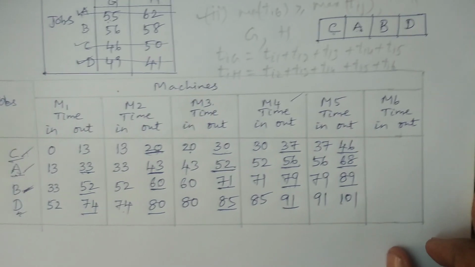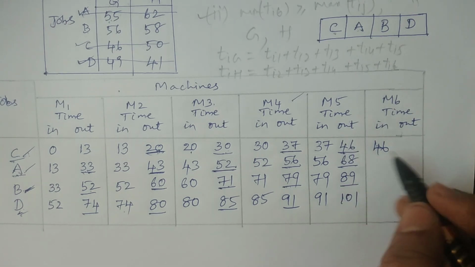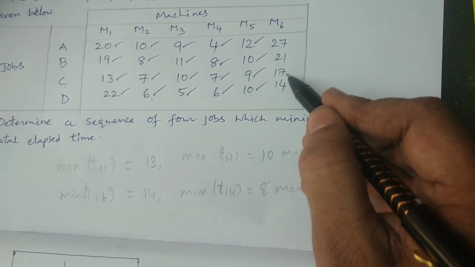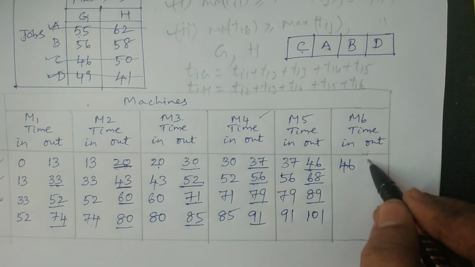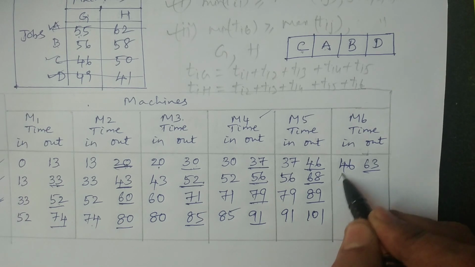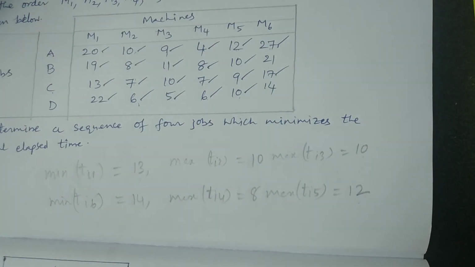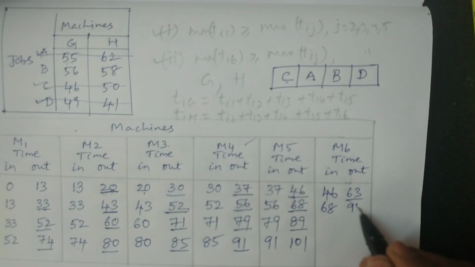Coming to mission 6. For mission 6, the first time in is 46, the timeout of job C on mission 5, that is the first job. 46 plus the processing time of job C on the last mission, M6. Job C is 17. 46 plus 17 is 63. Maximum of 68 and 63 is 68. For job A, 68 plus the processing time of job A, 27. Clear? 68 plus 27 is 95.